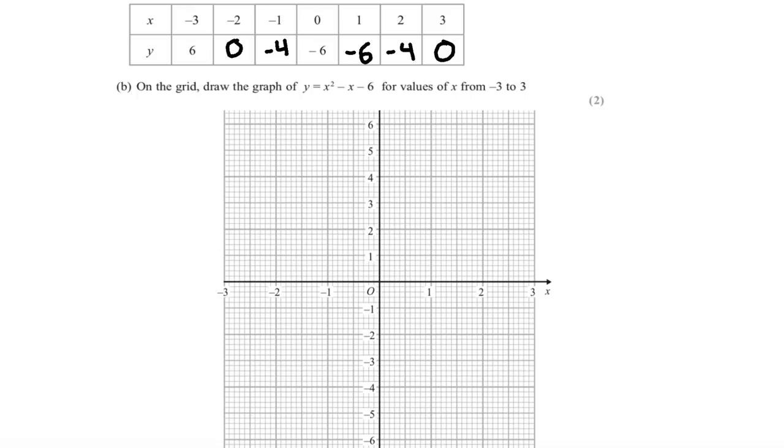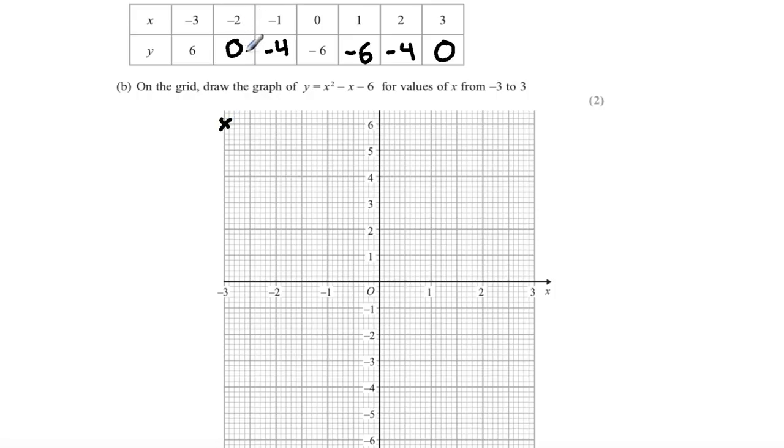5b. On the grid, draw the graph of y equals x squared minus x minus 6 for the values of x from minus 3 to 3. So from the previous question, we were able to complete the table and find the values of x and y. So I'm just going to plot these coordinates now. So we have minus 3 and 6. So minus 3 and 6 is over here.